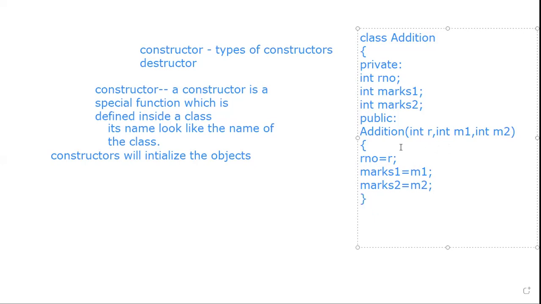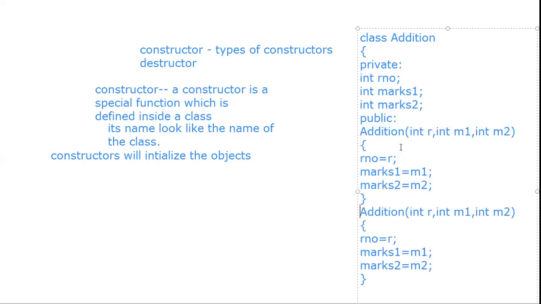Right? One constructor completed. Now again, I am creating one more constructor. I will copy this one and paste here. But this time what I will do is change the order here. I will say m1 first, next to r, next to m2. Right? Next I will say here m1 first the value.